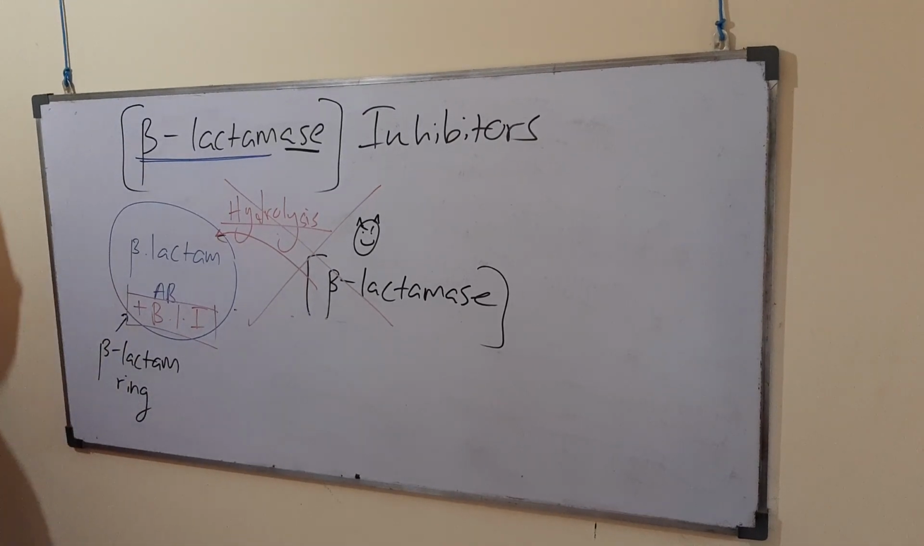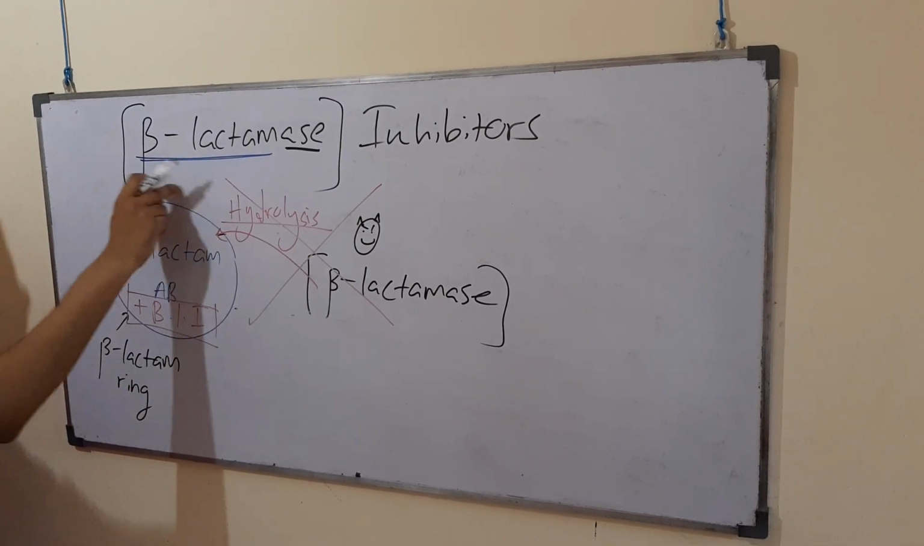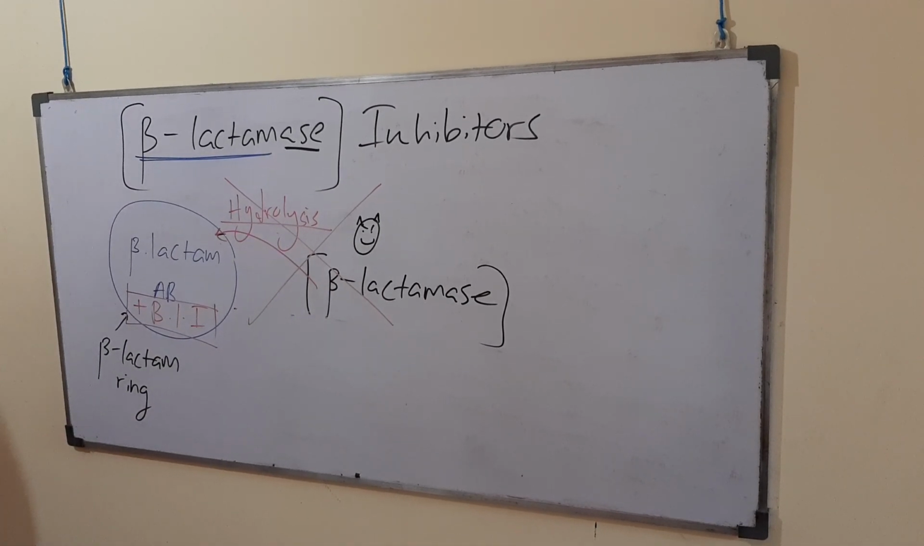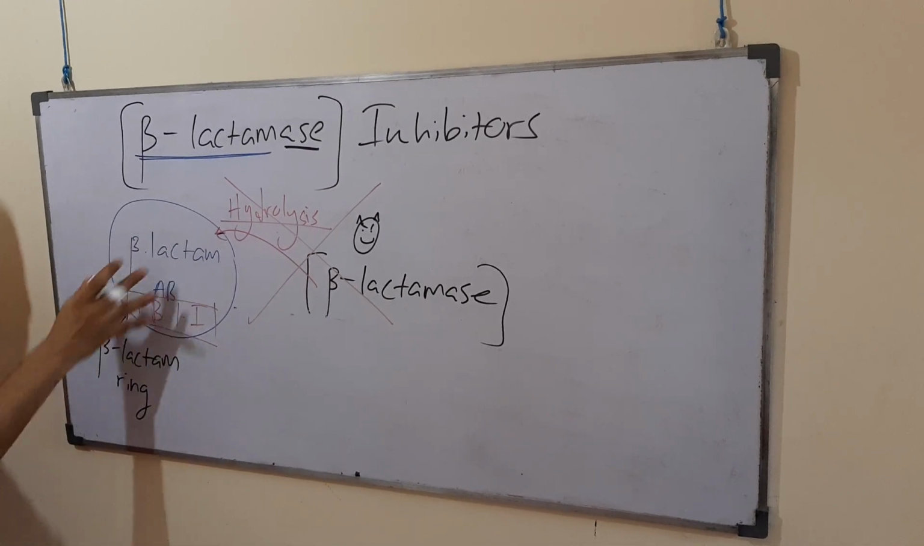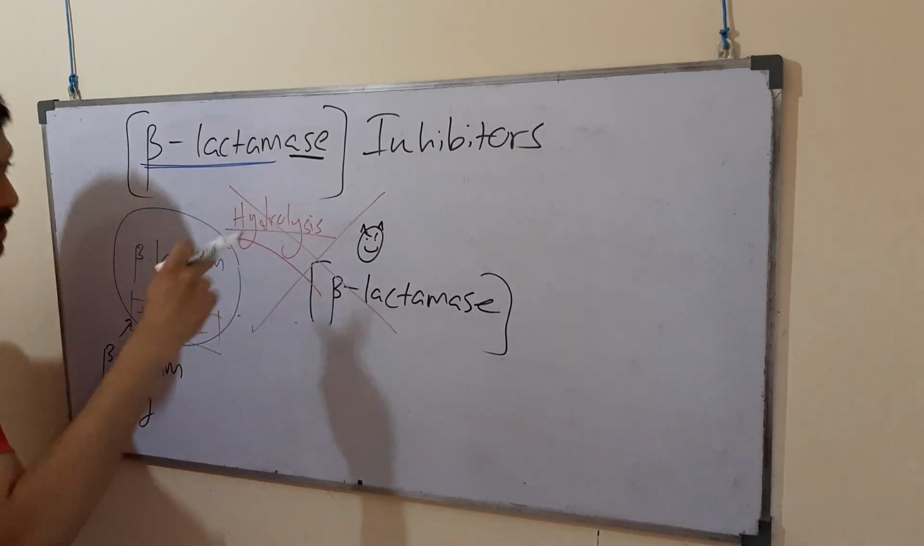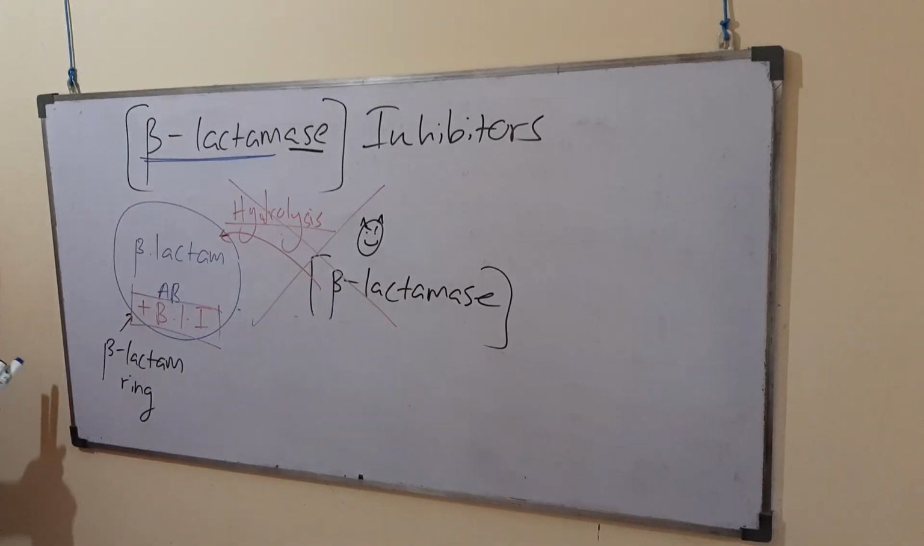But don't misunderstand, a beta lactamase inhibitor is not an antimicrobial agent. It has very little antimicrobial action. It usually supports this antibiotic to act against this particular microbe which produces beta lactamase, right?